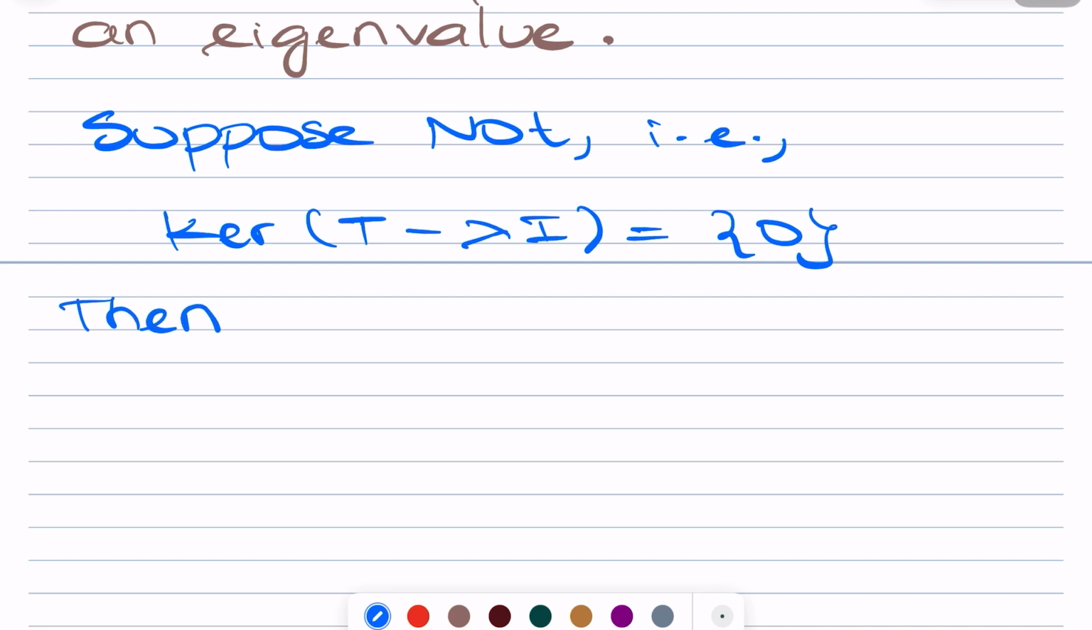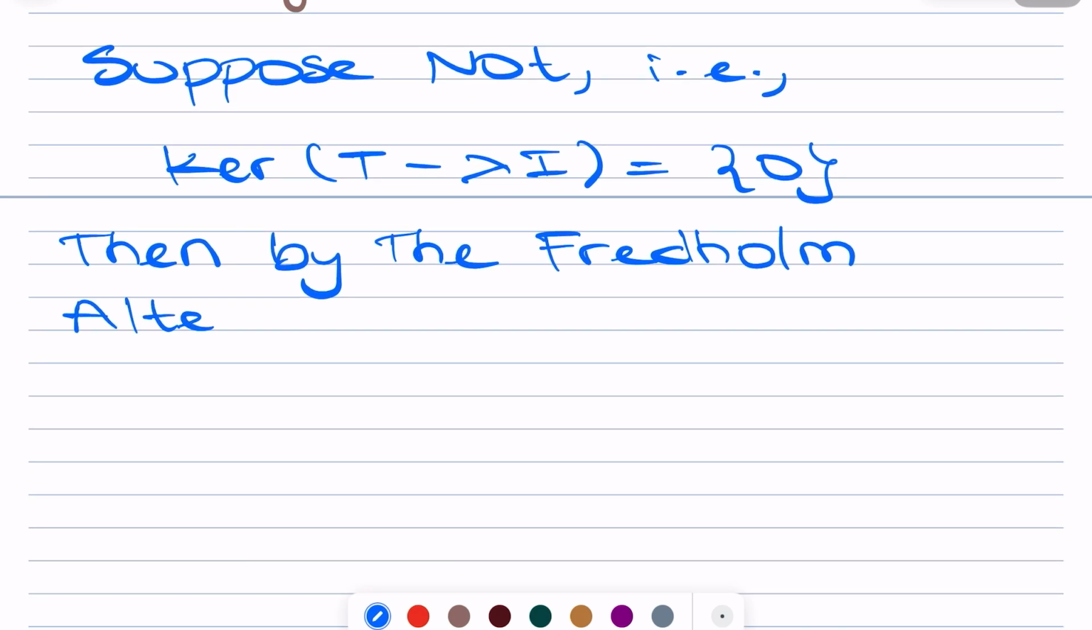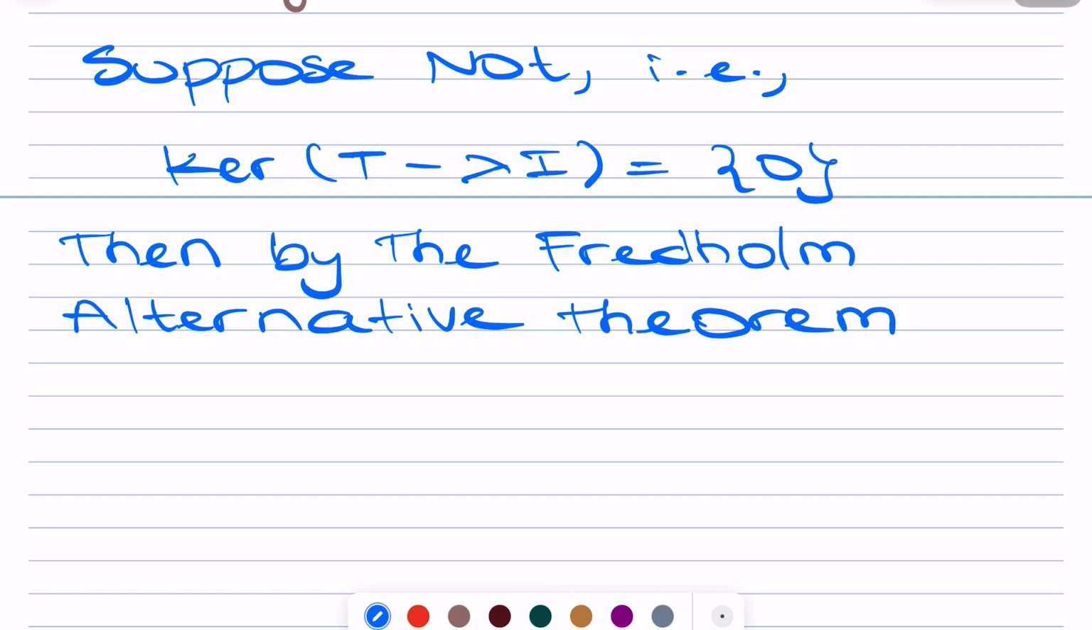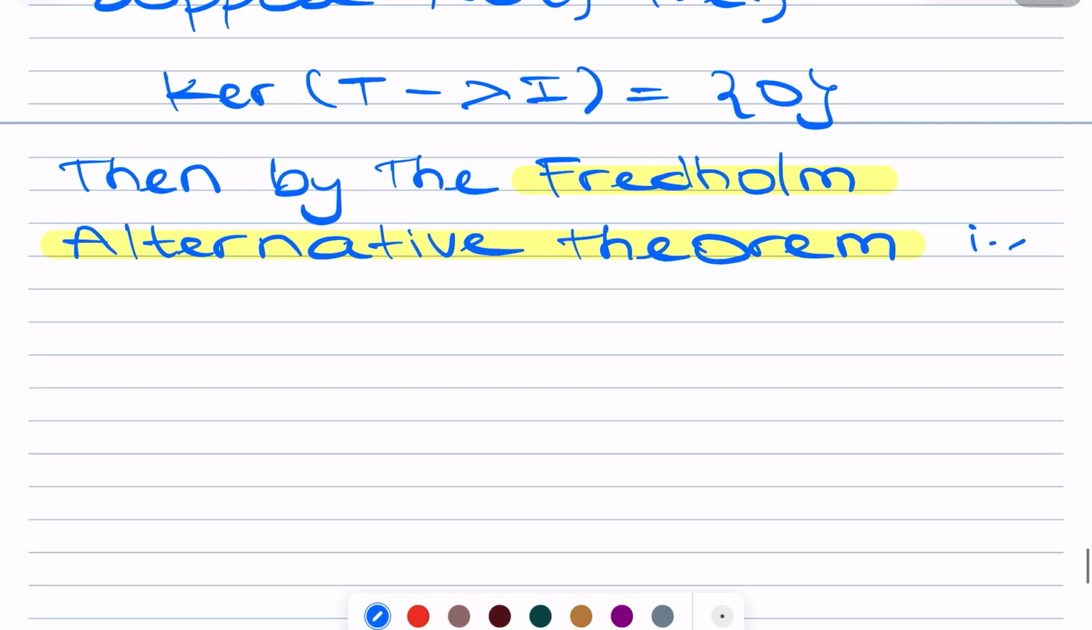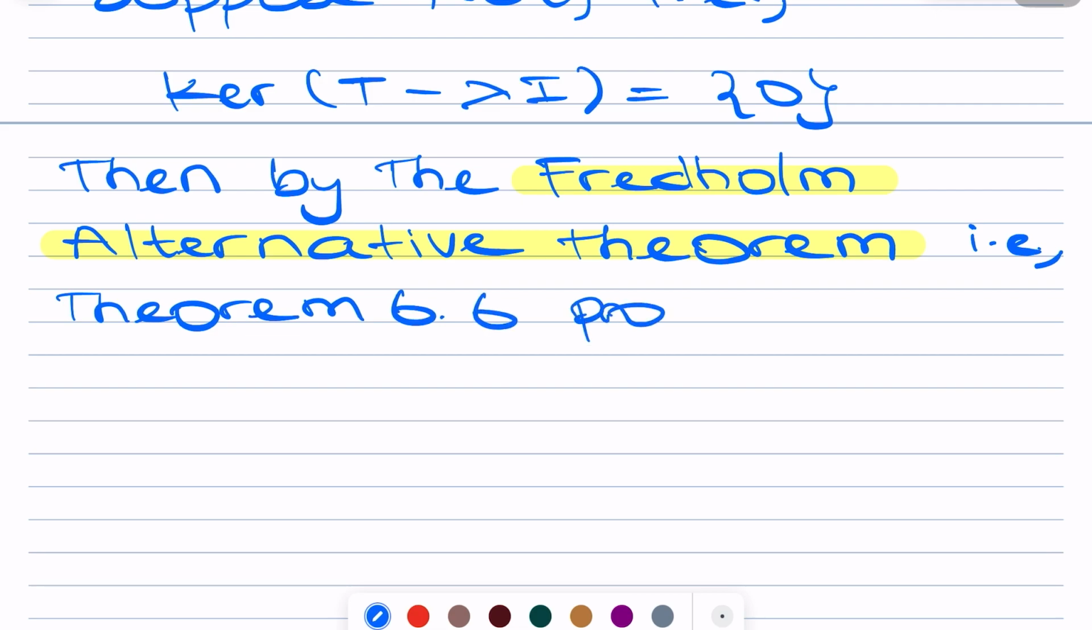Then in this case, by the Fredholm alternative theorem, I strongly invite you to watch my video on the Fredholm alternative, right? If you didn't so far. So by the Fredholm alternative theorem, this was actually theorem 6.6, right? So let me just write it. It is theorem 6.6, property C, right? So let me just highlight.